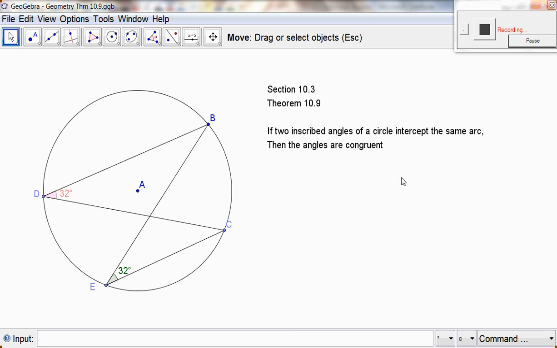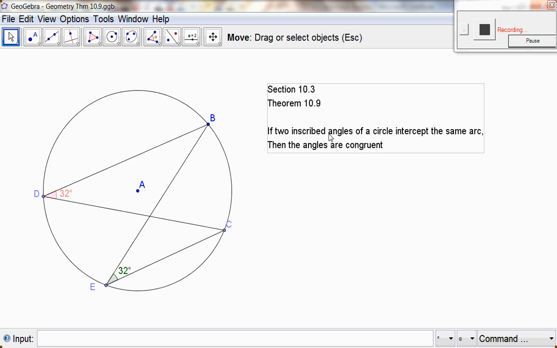Here's what it says. Notice I have one arc here. The arc that I have is from B to C. That's the arc that I have. And that arc is being intercepted by 2 inscribed angles, angle D and angle E. What do you notice about D and E? They are congruent, right?